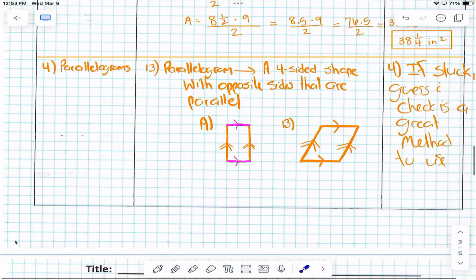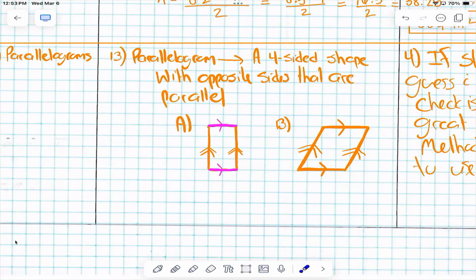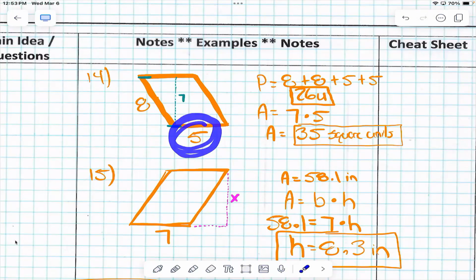Good. Parallelogram, you guys know what they are? Yeah. How many sides do they have? 4. What's true about the opposite sides? They're parallel. Is this a parallelogram? Yeah. What's this part? What is this called in the parallelogram? What part of it? Base. What's this part called right here? Height.